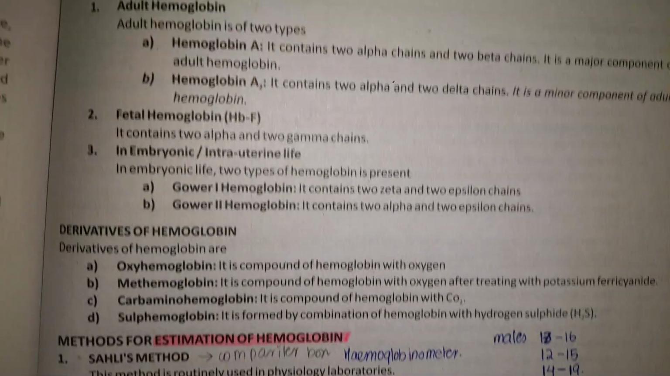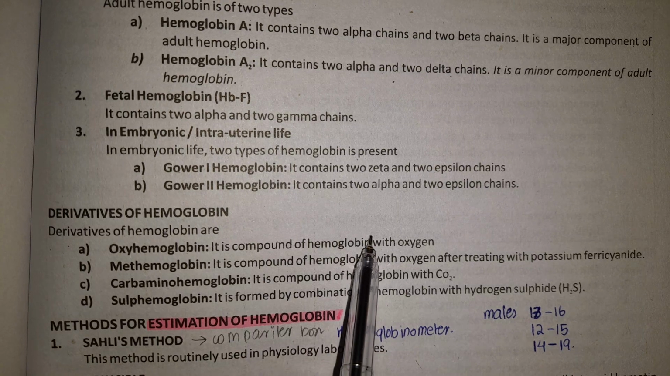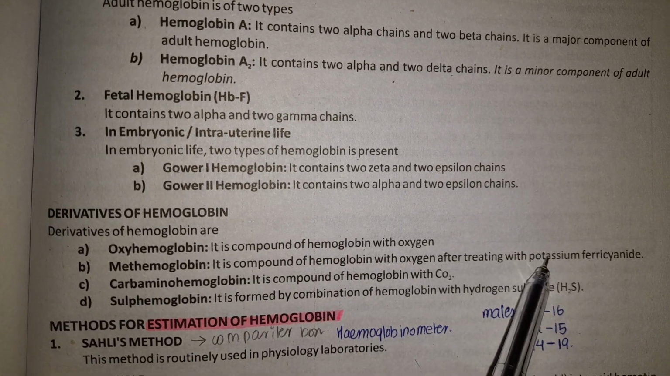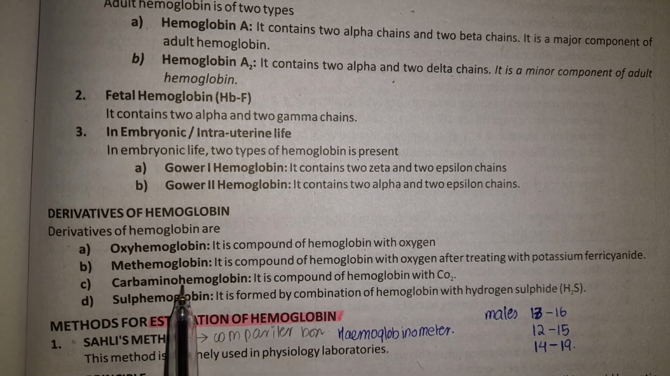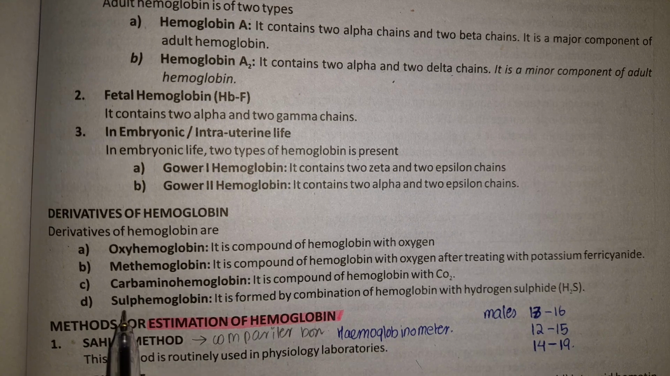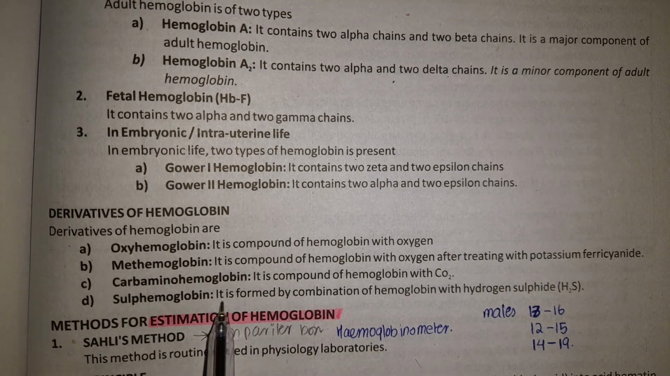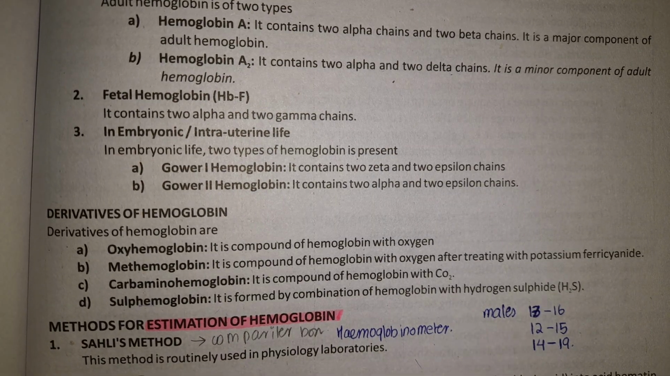Now, derivatives of hemoglobin. We have oxyhemoglobin, hemoglobin bound with oxygen. Now, methemoglobin, hemoglobin plus oxygen plus potassium ferricyanide. Carbaminohemoglobin, carbon dioxide plus hemoglobin. And sulfhemoglobin, as the name suggests, is formed with hydrogen sulfide, H2S.